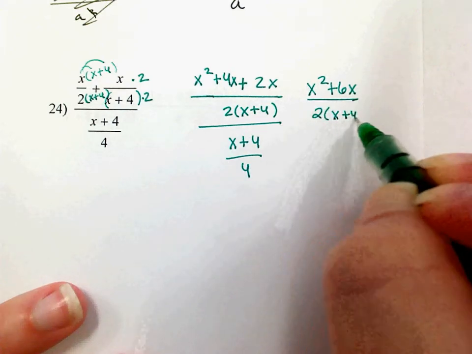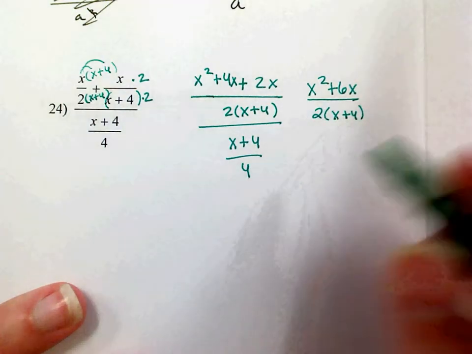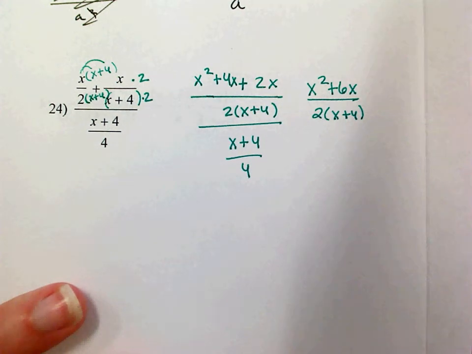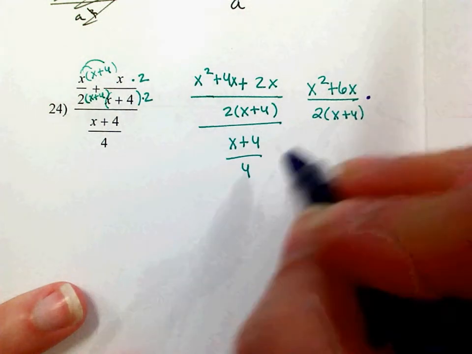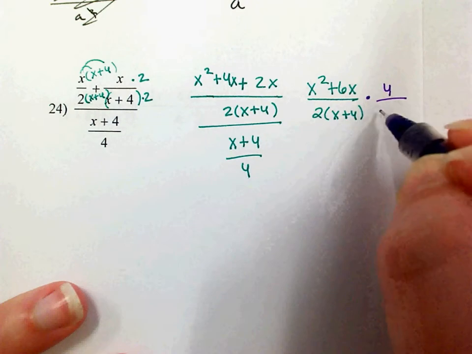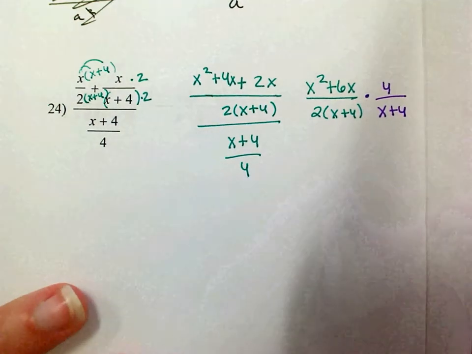Do you want to go ahead and flip and multiply? What do we multiply by then? 4 over x plus 4? Okay, do you guys see anything that can simplify?